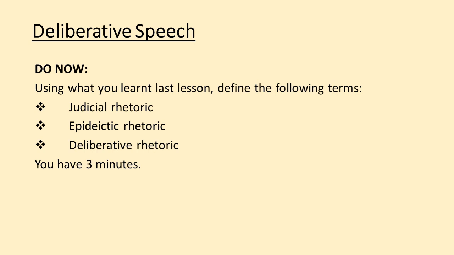Please could you write down the date and title in your book, and then complete the do now. Using what you learnt last lesson, define the following terms: judicial rhetoric, epideictic rhetoric, and deliberative rhetoric. You have 3 minutes to do this, so please pause the video now.